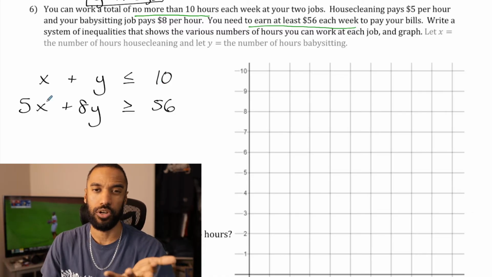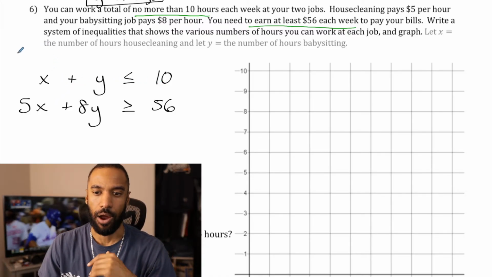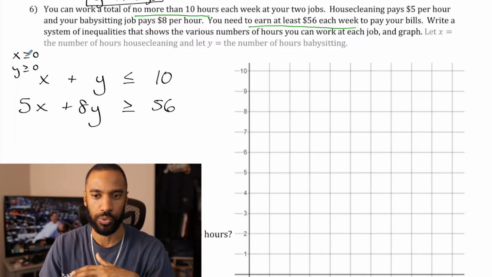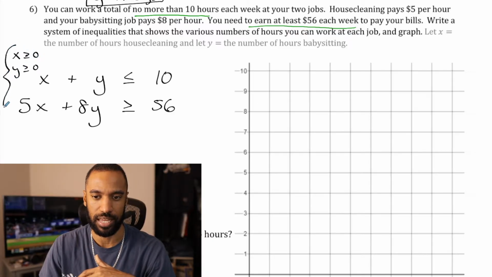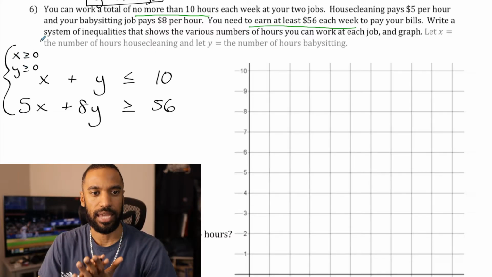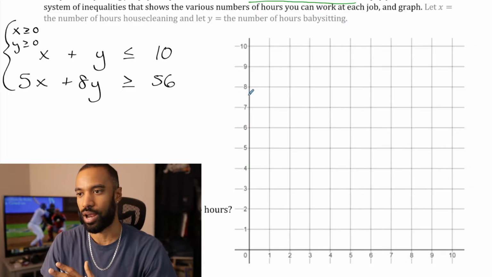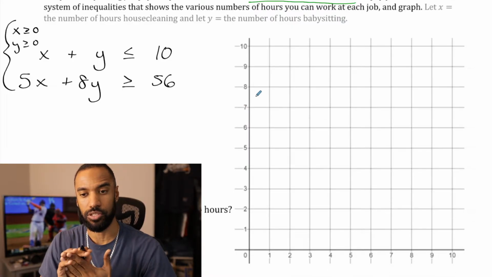There are 2 others that we could ideally write. Basically, our hours have to be greater than or equal to 0. This is one of those assume that this is true kinds of things, but sometimes they ask you to write that kind of stuff, right? You can't work negative hours. But all that's going to do is restrict us to this first quadrant right here when it comes to graphing. So what I'm going to do is graph these 2.